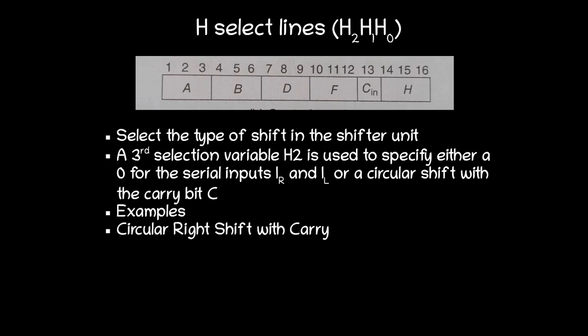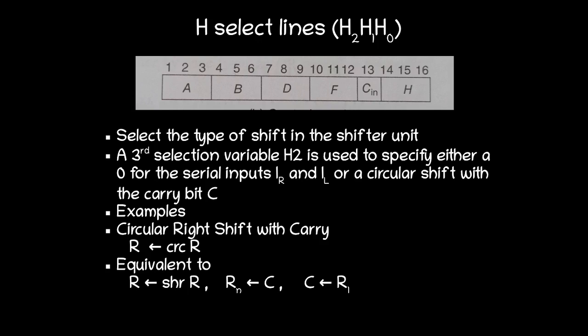Examples: circular shift right with carry, that is CR, which is equivalent to R equals shift right R, then Rn equals carry bit, then carry bit equals R1. Circular left shift with the carry can be represented by CLC.